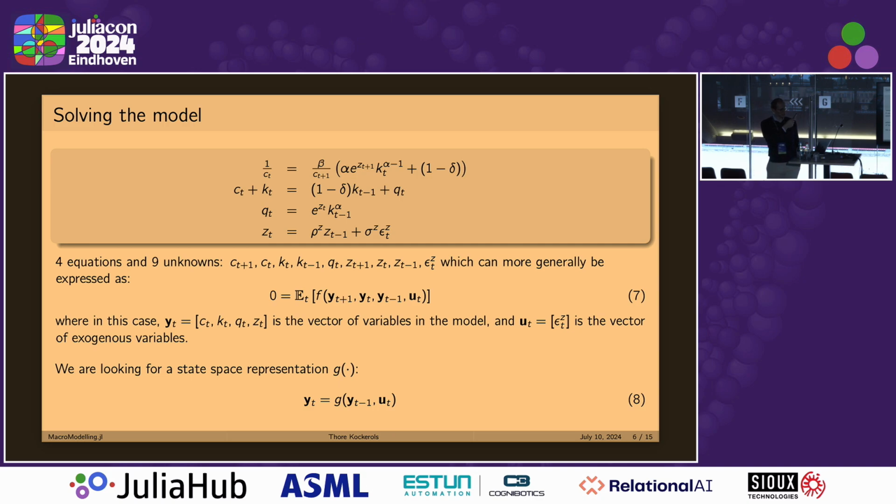Now you can think of these 4 equations more generally as an expression of a function of variables in the future, the present and the past, and then u is essentially the stochastic component of these 4 variables, c, k, q, and z, which I have. And I'm looking for a state space representation, which just brings me from yesterday to today. So that means solving the model.